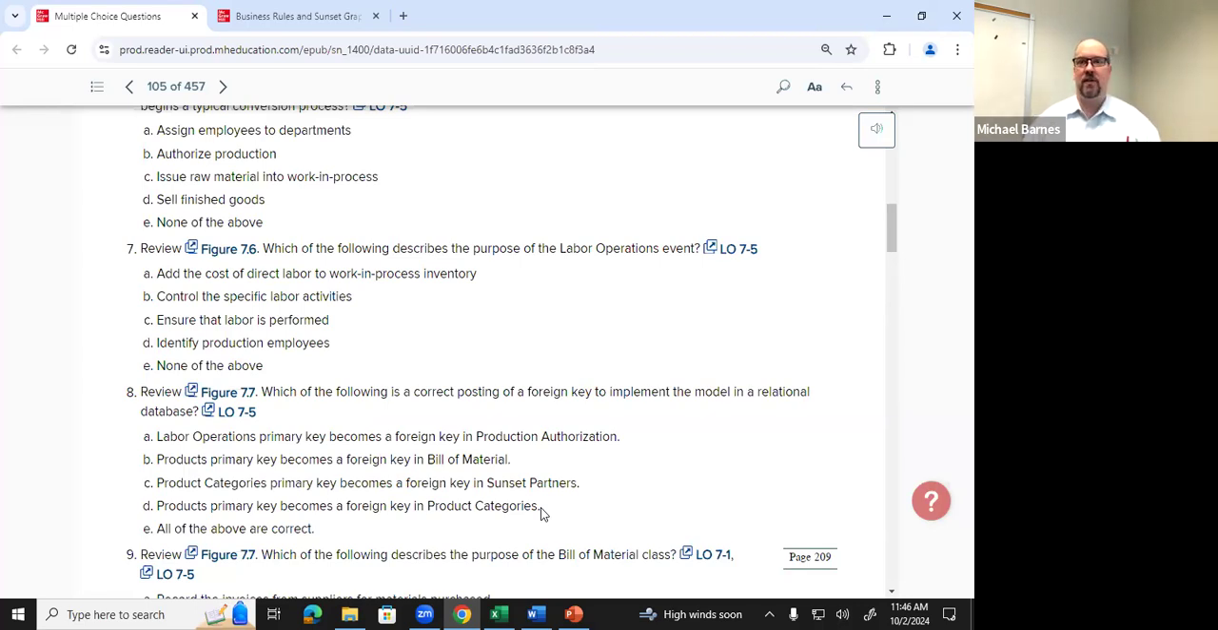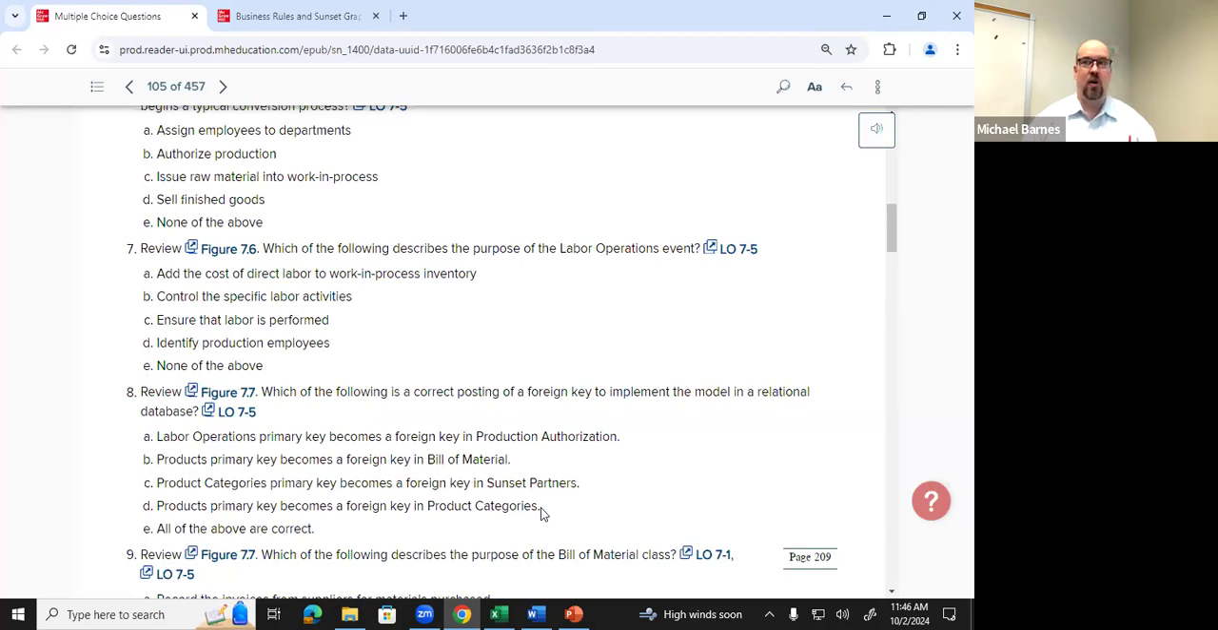Control the specific labor activities. Is that what we're doing in the labor operations? Are we controlling all specific labor activities? We're actually only controlling labor activity for this particular process, so that's a little bit beyond the scope of this process. So labor operations, I would say, probably not the answer, okay?